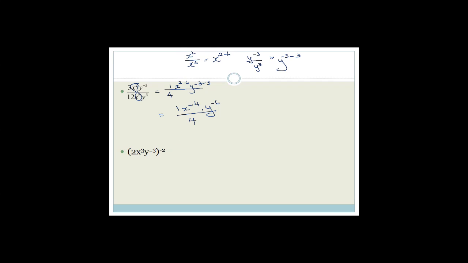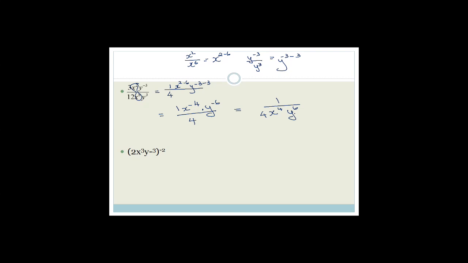Now what does the minus mean? The minus means we take it to the other side of the divide by line. So what are we left with? We're left with 1 over 4, x to the 4, y to the 6. Okay, and that is the other way of doing this.